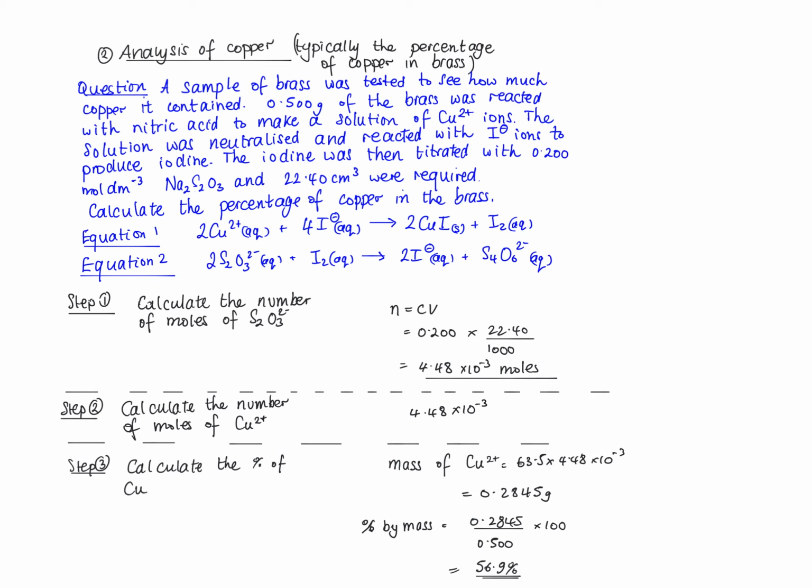And that means that we started in our sample of brass or bronze with 0.2845 grams, but the sample originally weighed, with all the impurities, 0.500 grams. So the percentage purity is the mass of copper that was there, divided by the mass of the impure sample. So you divide that number by the mass of the impure sample, times it by 100, and you come up with the answer.